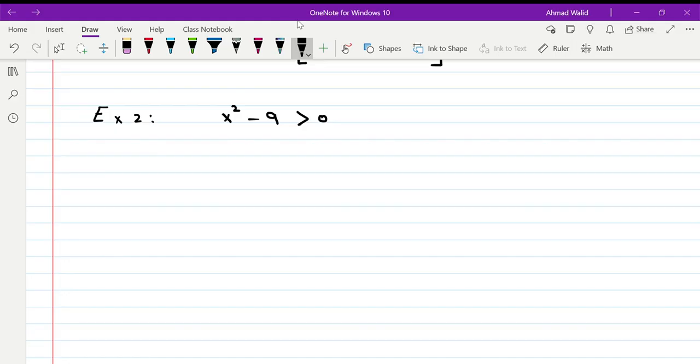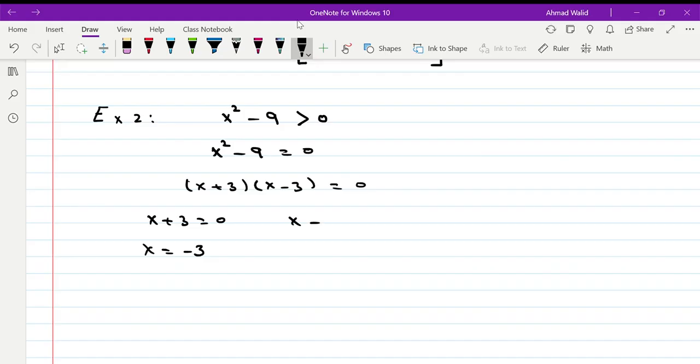Factor and make it equal to 0, factor and solve. If you cannot factor, definitely use the quadratic formula because it's a quadratic polynomial. Correct? X squared minus 9 equal to 0. I can factor it easily as x plus 3 times x minus 3 because it's the difference of squares. Now from here, x plus 3 equals 0. It means x equals negative 3. X minus 3 equals 0. It means x equals what? 3. These are my boundary points, correct? I will draw my number line.